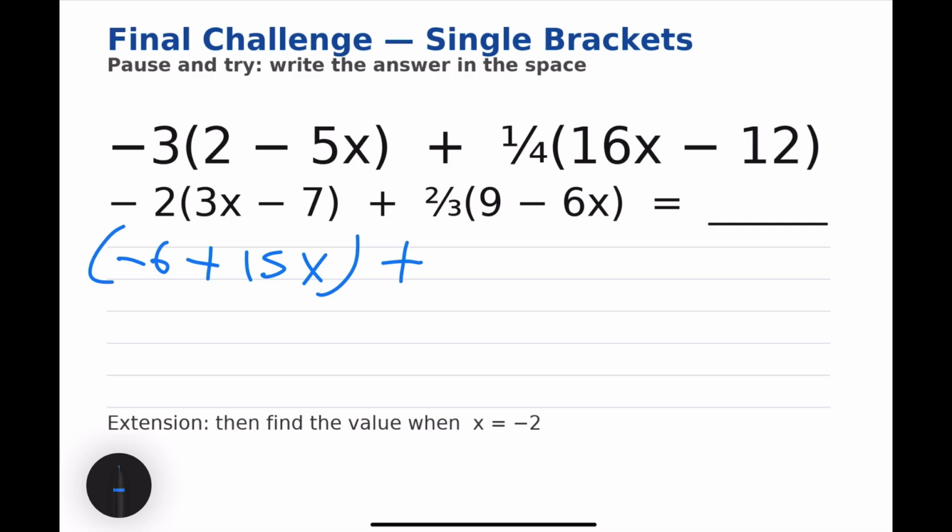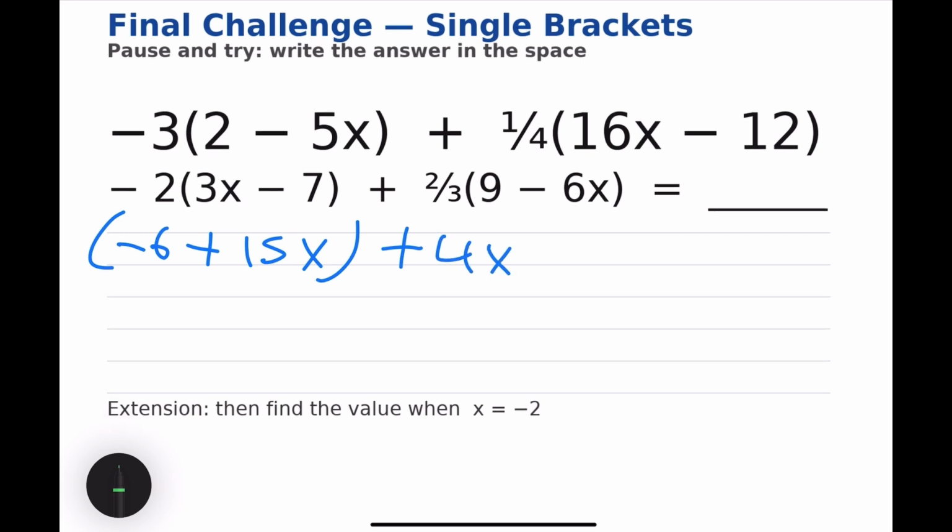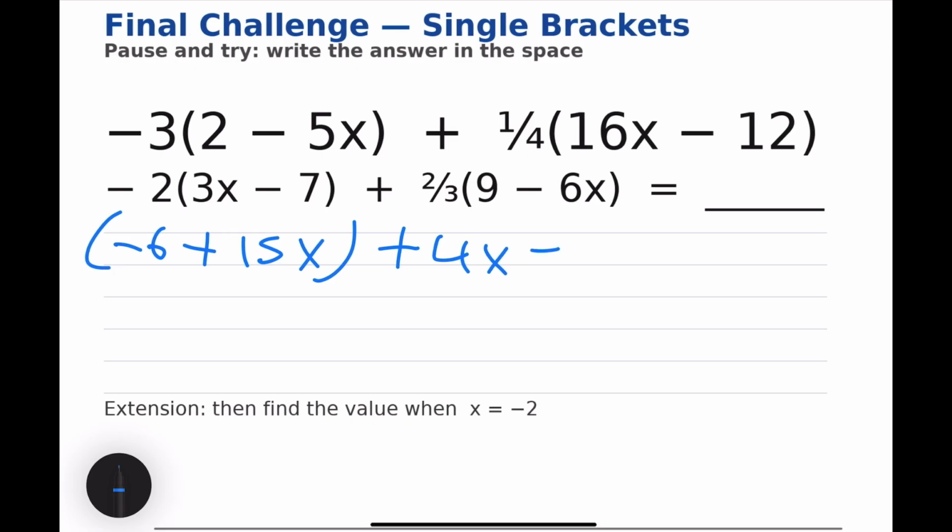So now let's do the second bracket. So it's 16x multiplied by a fourth, which is the same as dividing by 4, so it'd be 4x. But if you didn't notice that, you could also do 1 over 4 multiplied by 16 over 1, as 16 divided by 1 is 16. So let's multiply these out. We get 16 over 4, which is the same as 4. So if you didn't know that off the top of your head, you can do it this way to work it out. So now let's do the negative 12 divided by 4, so that's going to be negative 3.